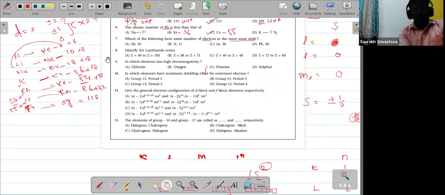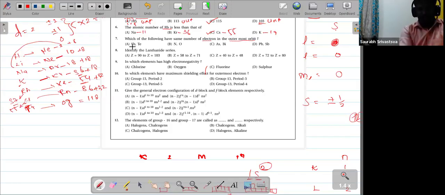That means the same number of electrons in the outermost shell. Outermost orbit means only elements of the same group will show the same number of electrons in the outermost orbit. So what are the elements? They will belong to the same group. That one we have to remember. Then automatically we can write the answer.